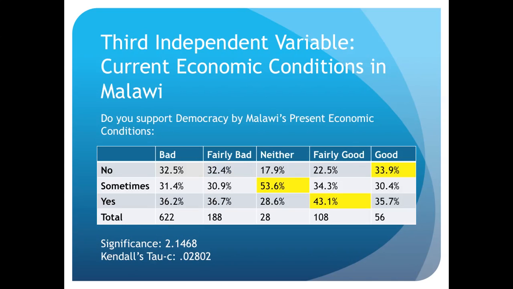In my last analysis, as we can see in the crosstab, there is no significant pattern in the findings. To my surprise, among the people saying that the economic conditions are good in Malawi, 33.9% actually do not support democracy. Accordingly, the tau-c measure of association confirms that this relationship is very weak with a value of 0.02802. Also, with a value of 2.1468, the data is not significant.